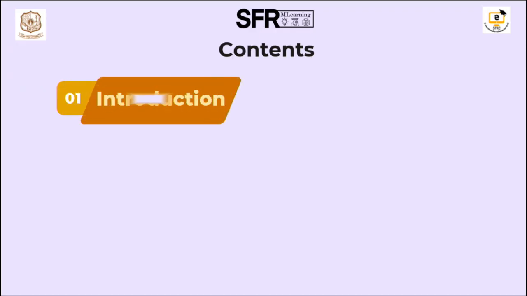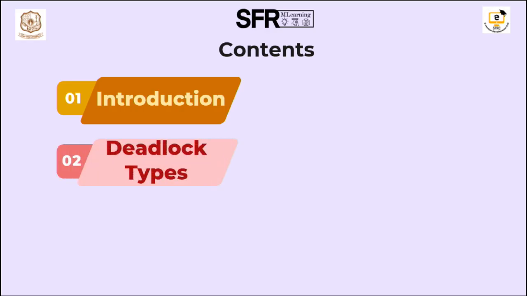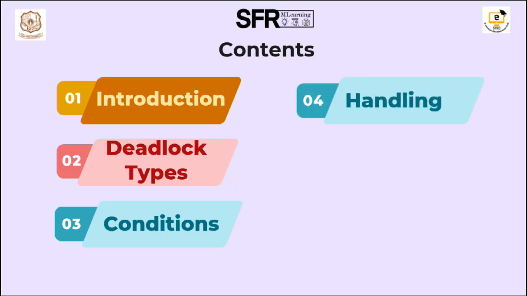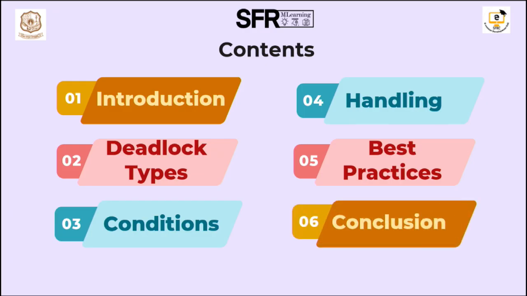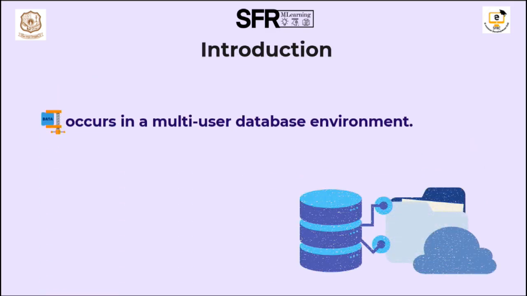These are the contents that we are going to cover in the video. First, we are going to see the introduction to DBMS. Next, the deadlock types in DBMS, the Coffman conditions for a deadlock, and how we are going to handle a deadlock. After that, we are going to see the best practices for avoiding deadlock and, as always, the conclusion. Let's go with the introduction.